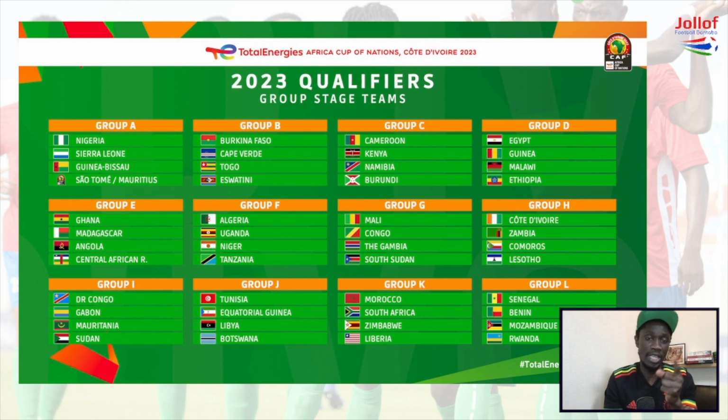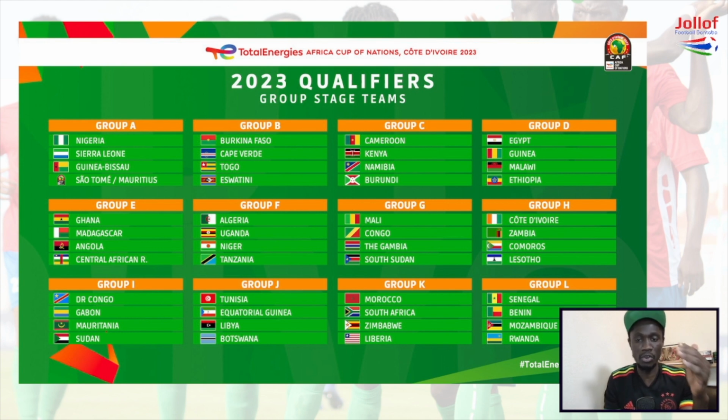But again, first and second doesn't necessarily mean qualifying. Cote d'Ivoire, group H. In the event they finish outside first and second, it means they have to omit one of the second teams, because Cote d'Ivoire are the hosts of the African Cup of Nations. So regardless of where they finish in their group, they will qualify for the African Cup of Nations. If they finish first and second, it is straightforward. Every group, first and second will qualify automatically.